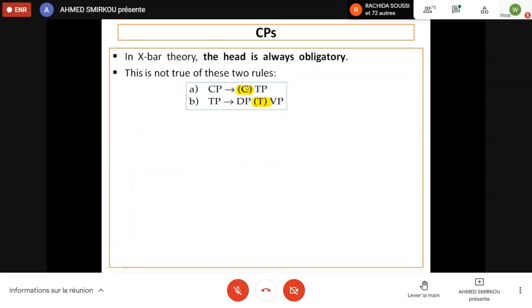The problem is that this C is the head of the CP. Because here we have C, so this is the head. C is the head. Here we have TP, T is the head. So what is the contradiction here? Can anyone explain it, please?